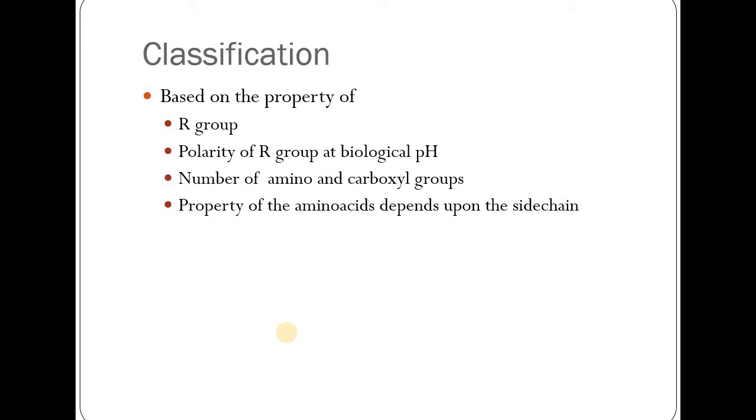So now we move on to the classification of amino acids. They are classified based on the property of the R group. The side chain alkyl group determines the classification, and this R group determines the polarity of the amino acid at the biological pH. The biological pH is 7. At that pH, how these amino acids interact with water is one of the important criteria for this classification, and the number of amino and carboxyl groups is also taken into consideration.